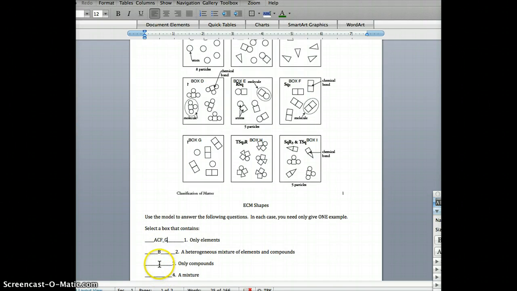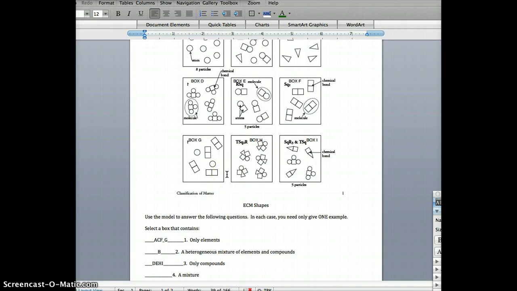Only compounds. Compounds are atoms that are bonded together, so they have to be different kinds of atoms. So this box would work, box H would work. Box I contains only compounds, it looks like. One kind of compound, a different kind of compound, but all compounds. Box E works. Box F does not work because those are the same kind of atom. Box D works. And these are either elements or a mixture of elements and compounds, so those don't work. So only compounds would be box D, box E, box H, and box I.